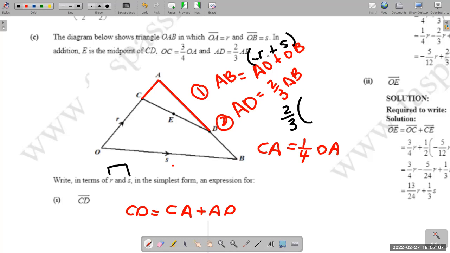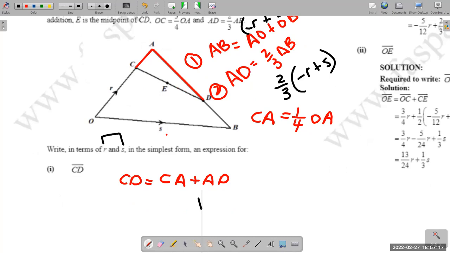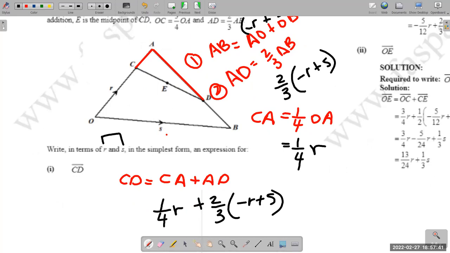And let me just put it like that for now, minus R plus S. So you see, we got the first part already. So I'm just going to substitute it in. So that's just plus 2/3 of minus R plus S. Now let's find the CA part. How do we find CA? A quarter of OA. What is OA? OA is just R. Isn't that correct? So it's just going to be a quarter of R.